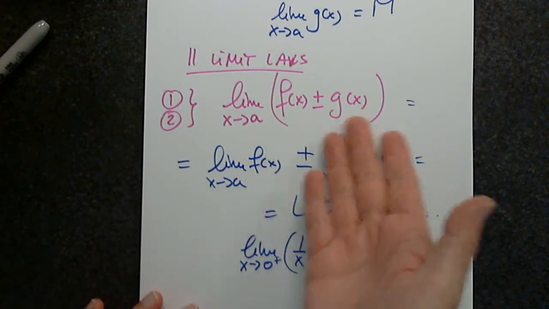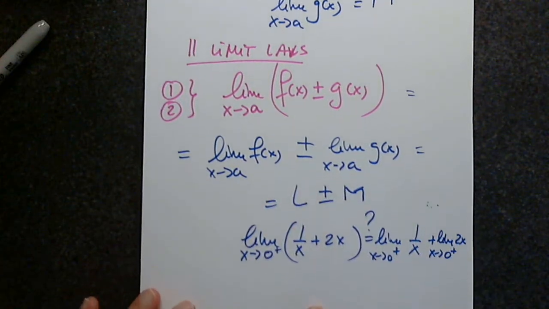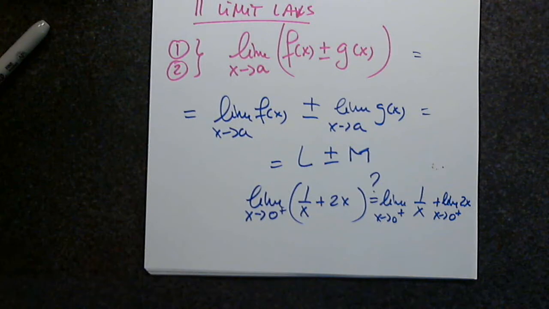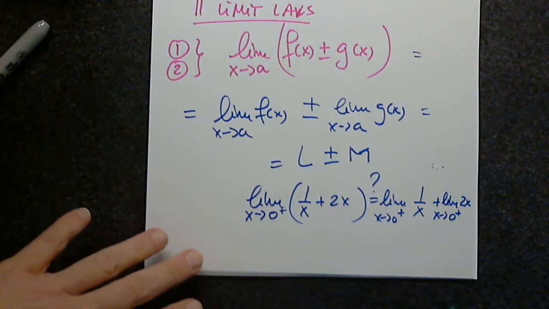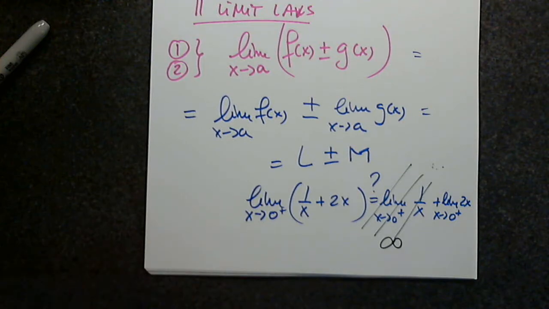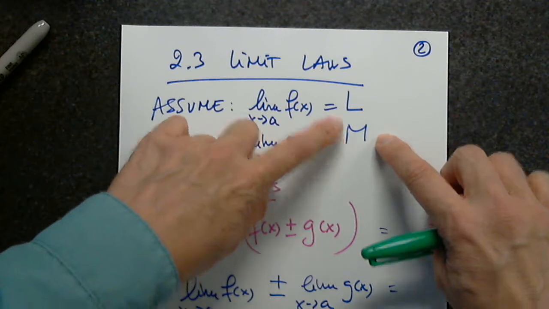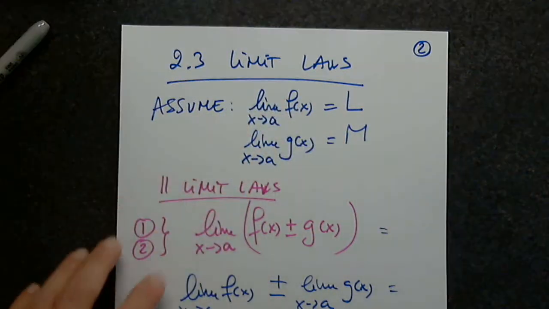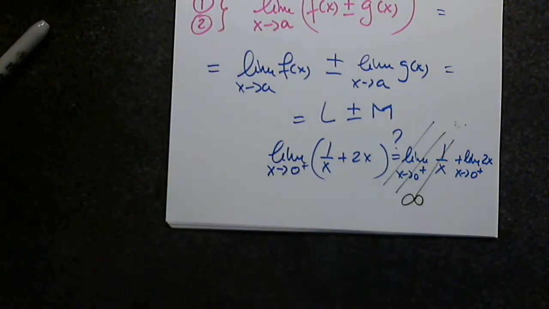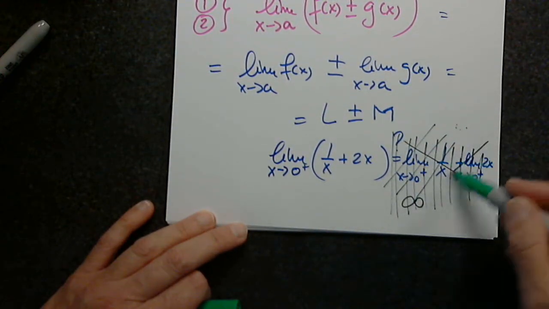The limit of a function plus another function is the limit of f of x plus the limit of g of x. The question is, can I do this here? The answer is no, because this is positive infinity. So we specifically said, when we talk about L and M, we mean that the limits exist. But this one does not. So I could not, and I'm not allowed to split it. This is not allowed here.